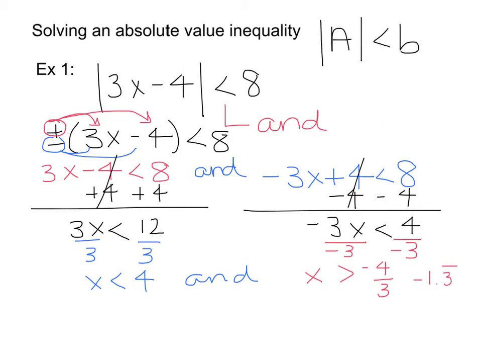So let's draw this on a graph. So I have 0, positive 4. Since it is just less than, my circle is an open circle. Now negative 4/3 or negative 1.3 repeating, whichever way you want to write it over here, also is an open circle. And you know it's and, so you should shade in the middle.